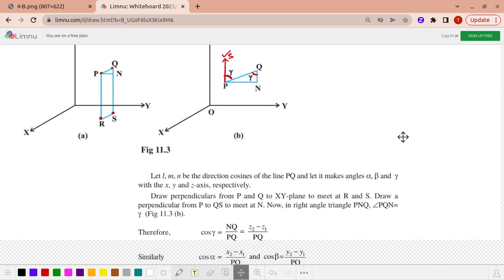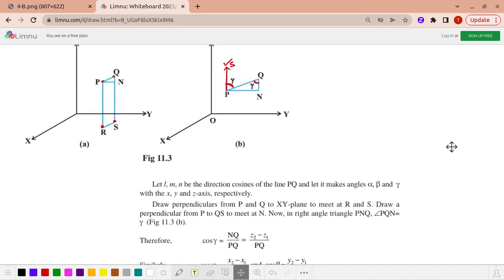Okay, let me bring both of these here. So cos gamma is nothing but NQ by PQ. Cos gamma is equal to base, that is NQ, by hypotenuse, that is PQ. So that is what is written here. Now what is NQ? Look at this particular part, NQ.